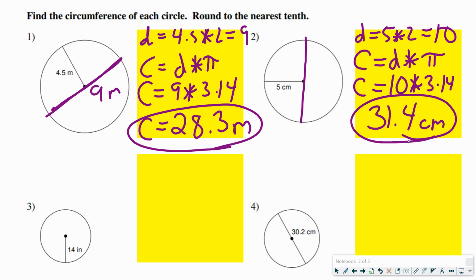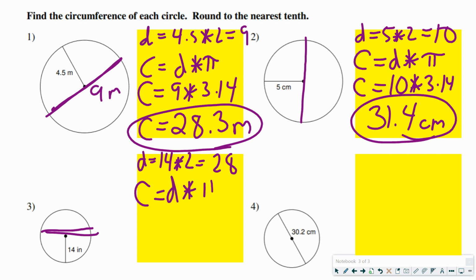Example 3, same thing. I've got to find my diameter. So I do diameter equals 14 times 2. It's 28. So then I'm going to do C equals diameter times pi. I write the formula down each time to help me remember it. So C equals 28 times 3.14, which is 87.9, because I'm rounding to the nearest tenth, inches.